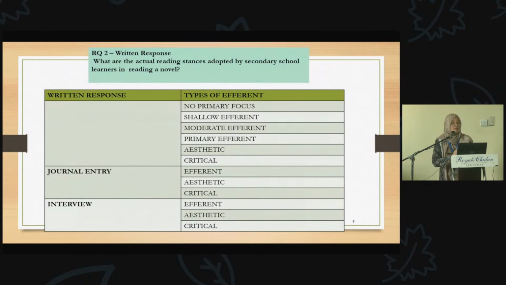This is the instrument used to get the actual reading stances adopted by the secondary school learners in reading a novel. In these written responses, journal entries, and interviews, we found evidence of all three stances, but today I'm going to focus on the efferent stances. So there is evidence of the efferent stances, the aesthetic stances, and also the critical stances. But in terms of the efferent stances, there are four types adopted by the students in reading a novel: no primary focus, shallow efferent, moderate efferent, and primary efferent. So I'm going to focus on these four.